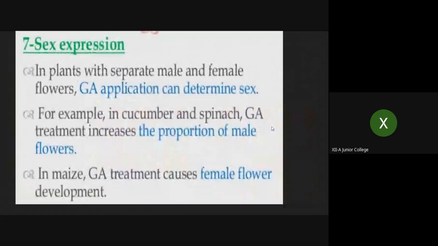Then the next, in plants with sex expression with separate male and female flowers, GA application can be very important. It determines which is the female flower and which is the male flower. For example, in cucumber and spinach, GA treatment increases the proportion of male flowers, whereas in maize, GA treatment causes female flower development. So that also is one of the applications of gibberellins.